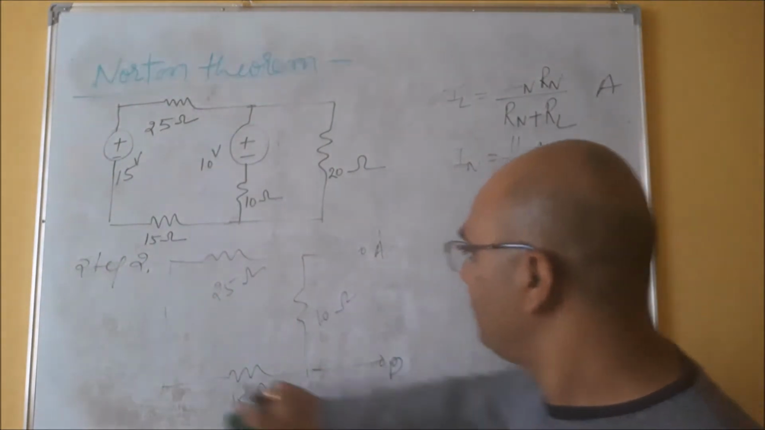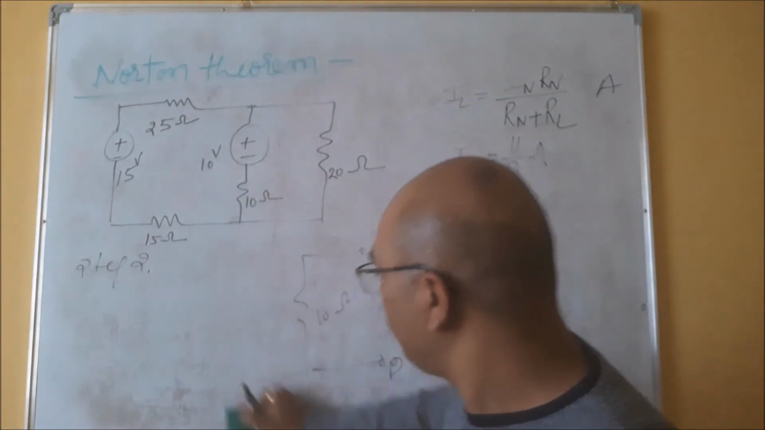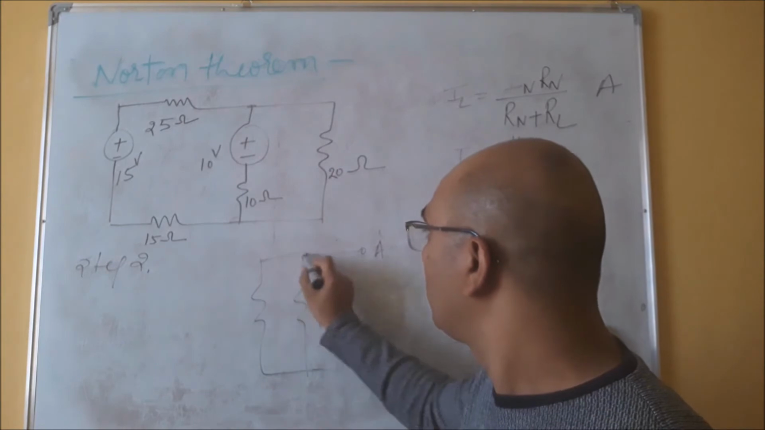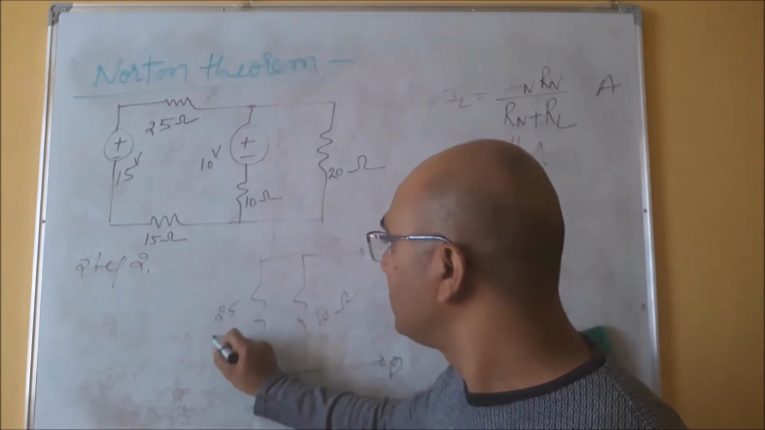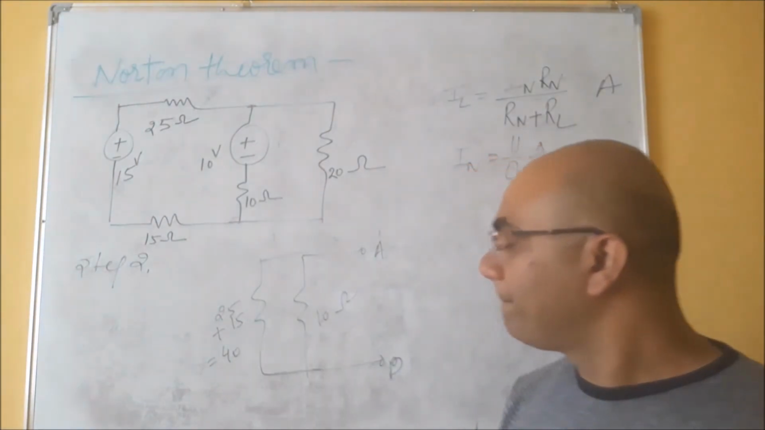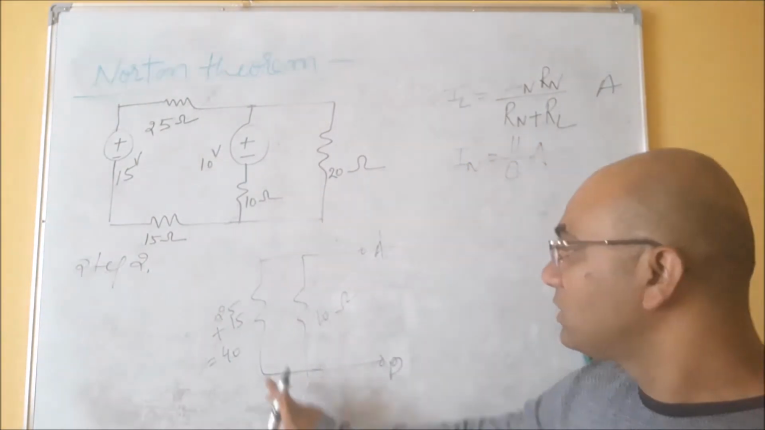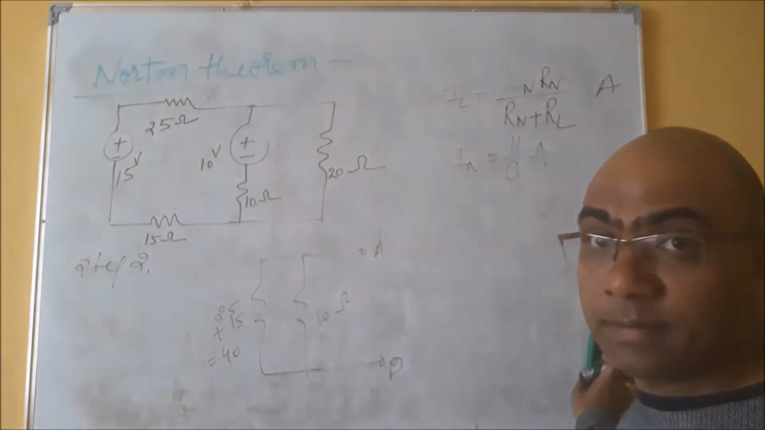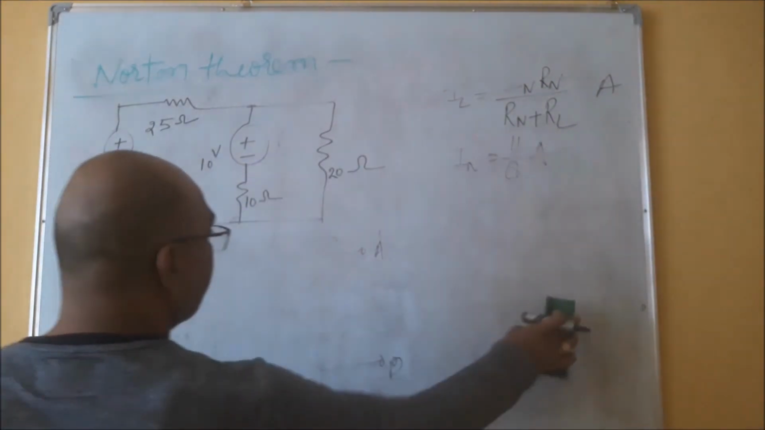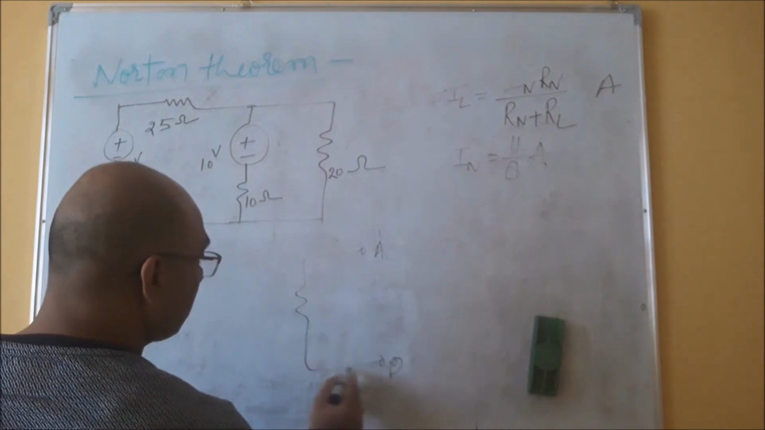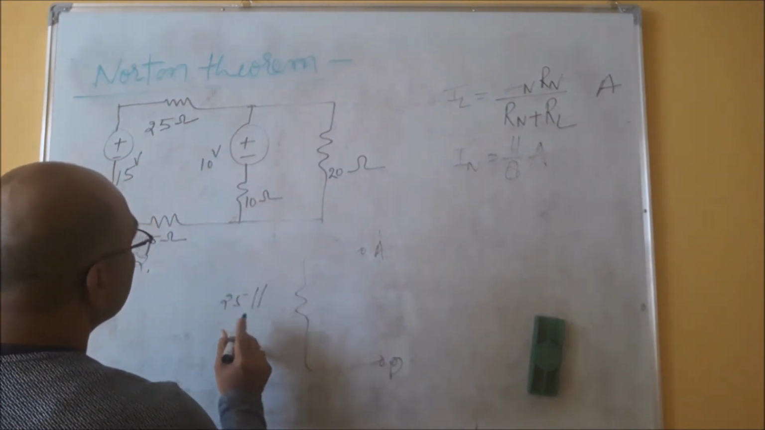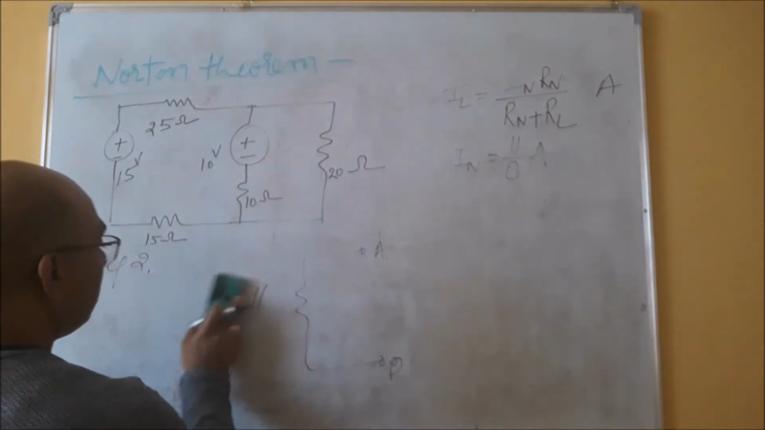So first step, 25 plus 15, the value is 40. Right, now this 40 and 10 are in parallel. So 10 is parallel with 40.